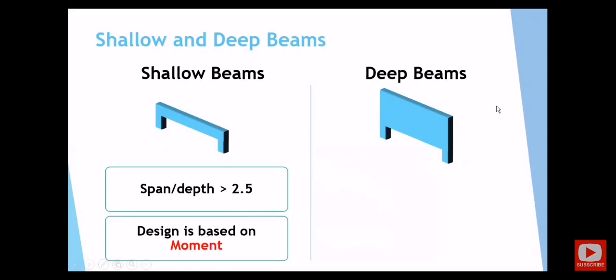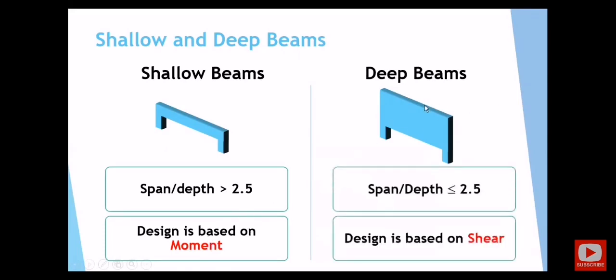Another type you can see is called deep beams. In this type, the span over depth ratio is less than or equal to 2.5. So you have big depths compared to the span. In this case, the design is based mainly on shear forces.